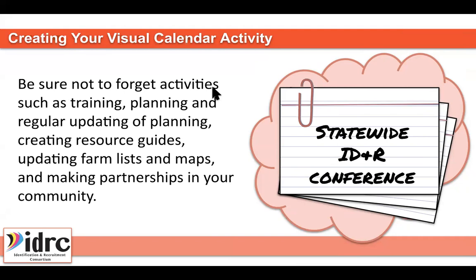Be sure not to forget those kinds of activities such as training, planning, regular updating of planning, creating resource guides, conducting research in our areas, updating farm lists and maps, and making partnerships in your community. There's a lot of work that recruiters as a whole take for granted and forget about during the course of our efforts. We think about our work as recruiters and the work in identification and recruitment, and we focus solely on the visiting of farms, the visiting of families in their homes, following up on surveys in schools. And we forget about a lot of the work that goes on behind the scenes to make all that happen.